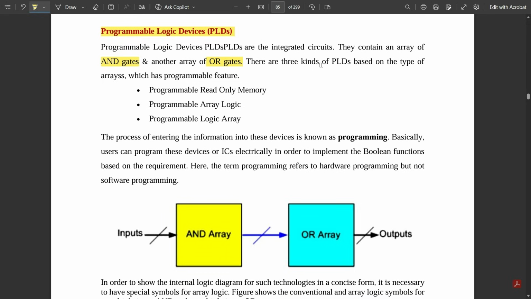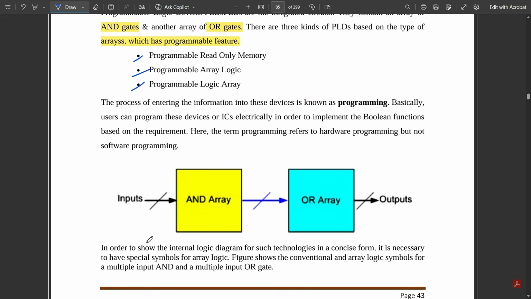Okay, so there are three kinds of PLDs based on the type of arrays which have programmable features. The types of PLDs are: one is programmable read-only memory, that is PROM. Next is programmable array logic, that is PAL, and another one is programmable logic array. These two are slightly similar to each other, but the functions are just opposite, because one is programmable array logic and the other is programmable logic array. In array logic it depends on the order of the array, whereas for logic array it depends on which gate we are using at that instance of time. Okay, so these were some of the fundamentals of programmable logic devices.